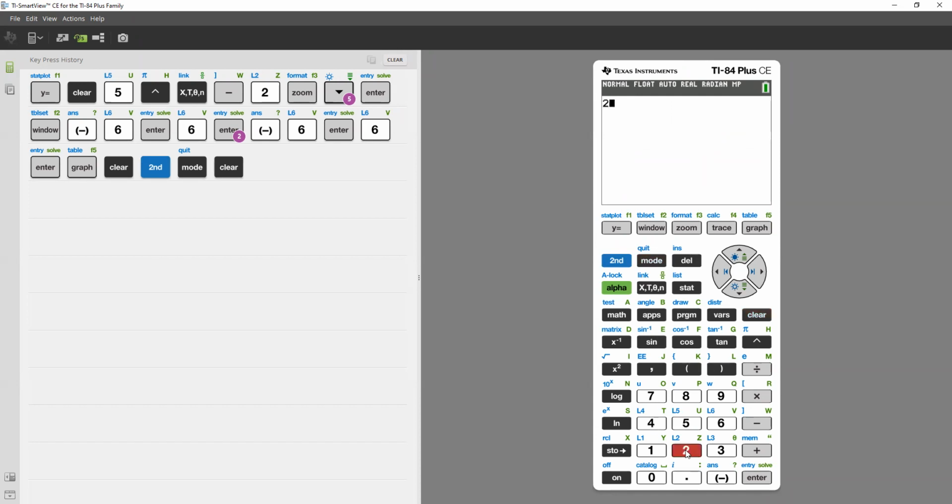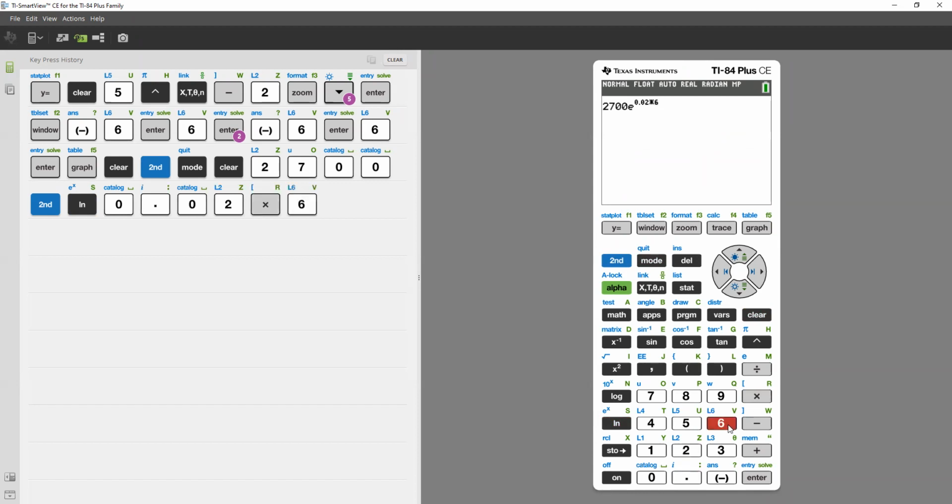All right, so 2,700. So the E with the exponent that I hit would be second ln. You see that little blue E with the X? And then I would do 0.02 times 6. Okay, so when we hit enter, we're rounding to the nearest book. So we're going to round it off without any decimals.